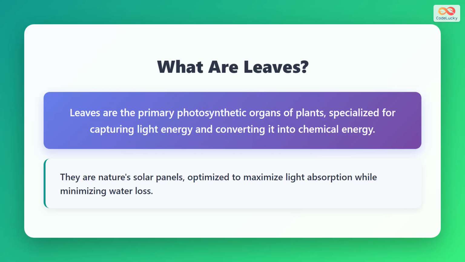Leaves are the primary photosynthetic organs of plants. They are specialized structures designed specifically for capturing light energy and converting it into chemical energy through the process of photosynthesis. Think of leaves as nature's solar panels. They are perfectly optimized to maximize light absorption while simultaneously minimizing water loss. This dual function makes leaves incredibly efficient at their job of producing food for the plant while conserving precious resources.